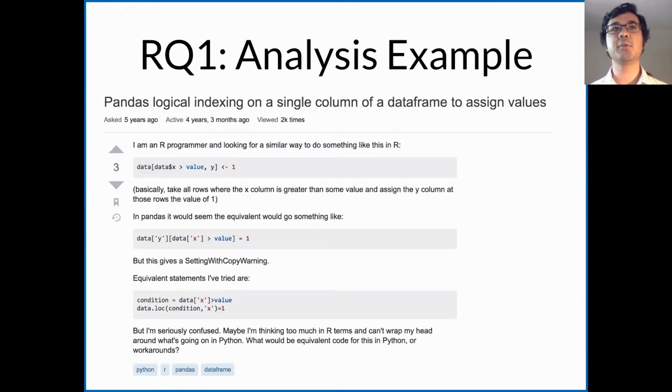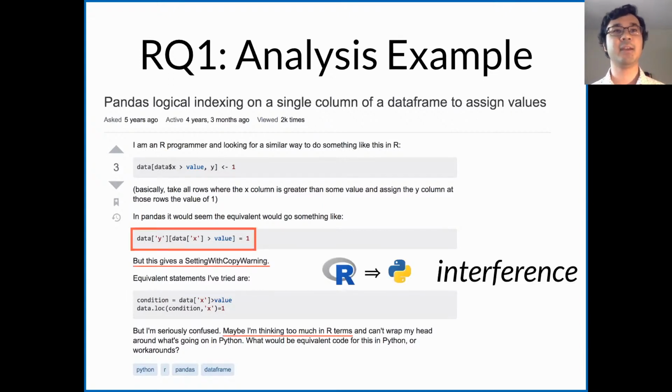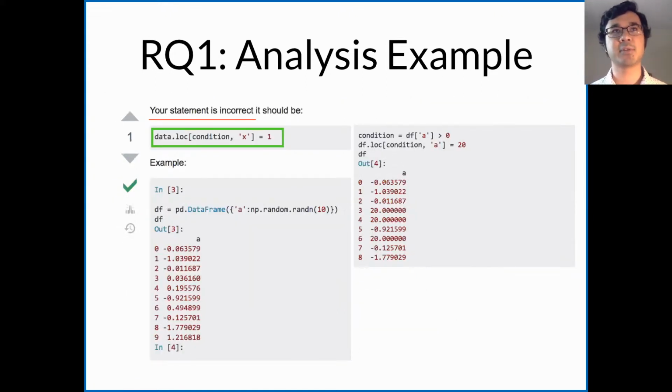And so here's a quick example of how we did this analysis. Here, our programmer is trying to replicate an expression in Python, and they get this SettingWithCopyWarning. And they even say, maybe I'm thinking too much in R terms. So this is a very clear example of how this R knowledge is interfering with their Python learning experience. And the accepted answer, of course, points this out: this is incorrect, you should use this syntax, which will get rid of that message.